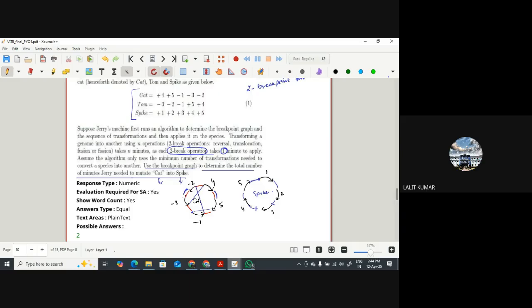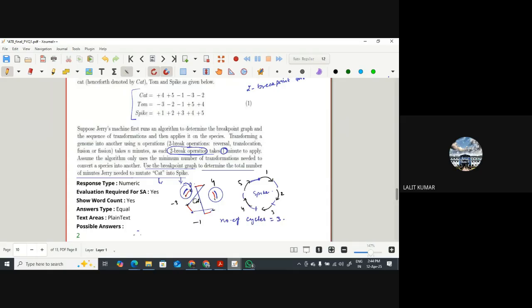So we have got 1, 2, 3, 4, 5. And what do we do now? We just rub off these arrows which are there. And now you calculate the number of cycles. So you see, 1 cycle is here, 1 cycle is here, and this is the 3rd cycle. So the number of cycles you get is equal to 3.